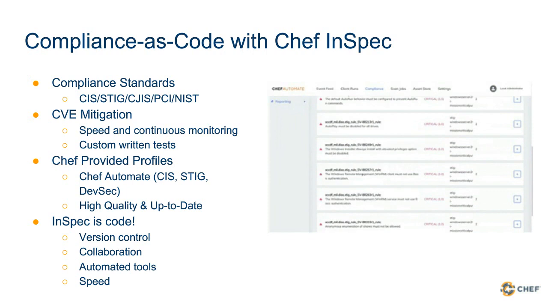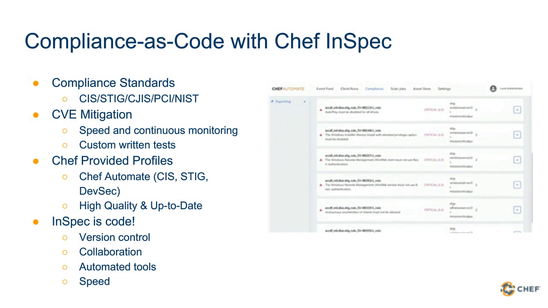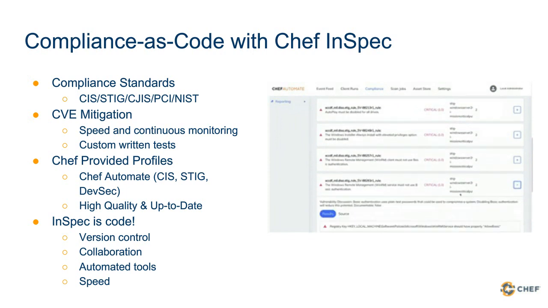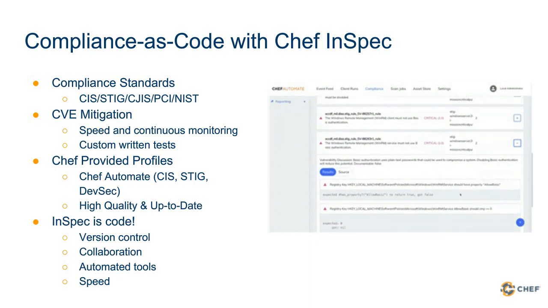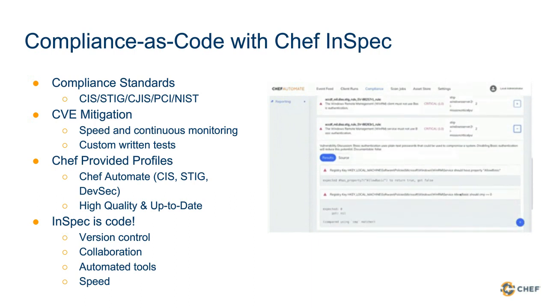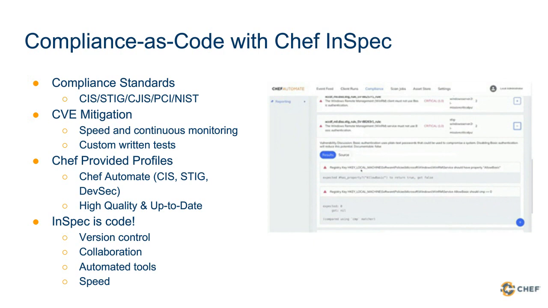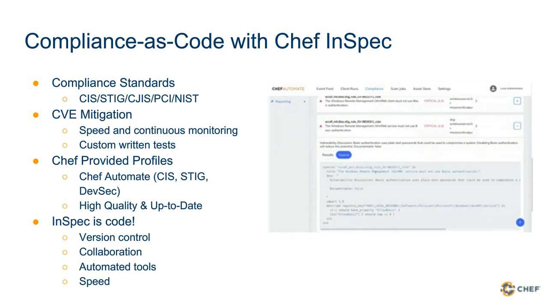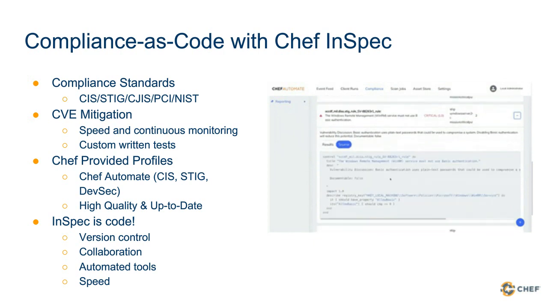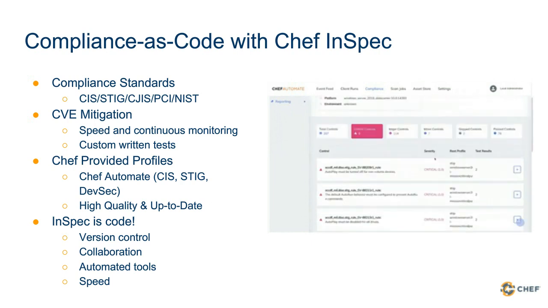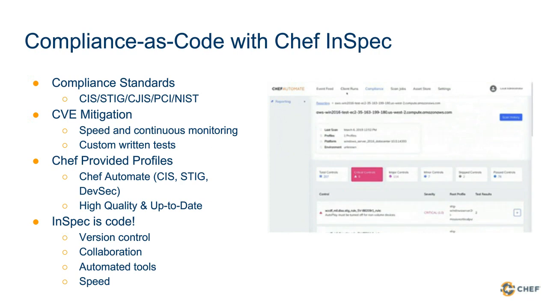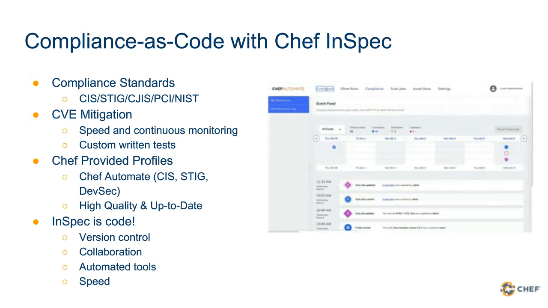Let's talk a little bit about Chef provided profiles, because that's part of our commercial content with Chef Automate. We have over 144 profiles that are out of the box. They're high quality. They're maintained by our content team, and they have automated pipelines that keep them up to date with the releases of the standards.